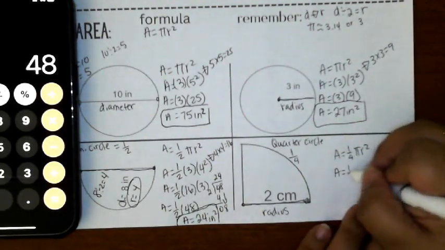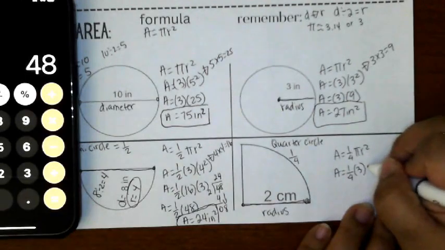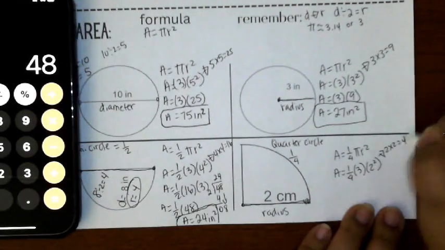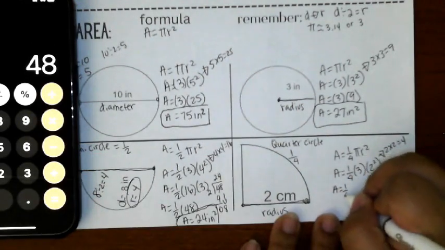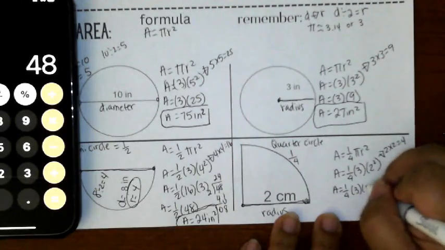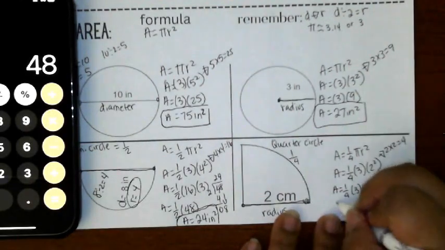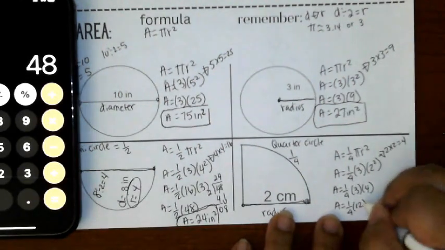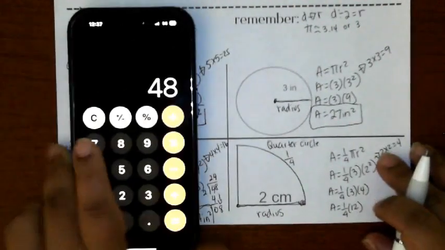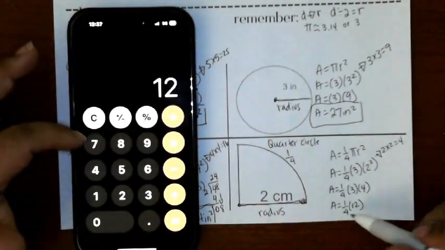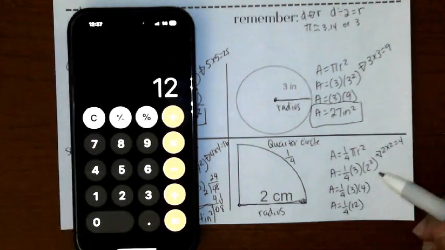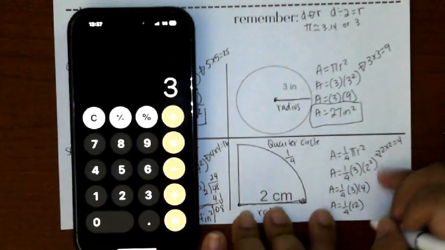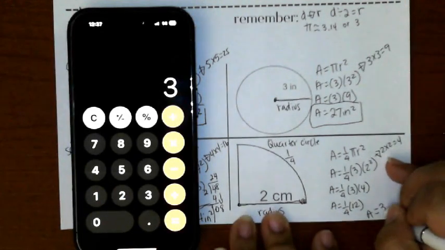Okay, so 1/4. Pi is 3. Radius is 2 squared. I know that 2 squared means 2 times 2, which is 4. So area is equal to 1/4 times 3 times 4. I know that 3 times 4 is going to be 12. Okay. So now I have this. Now all I have to do is take 12, and I can either multiply by 0.25 or, let's be simple here, just divide it by 4. So my final answer is going to be A is equal to 3 centimeters squared.